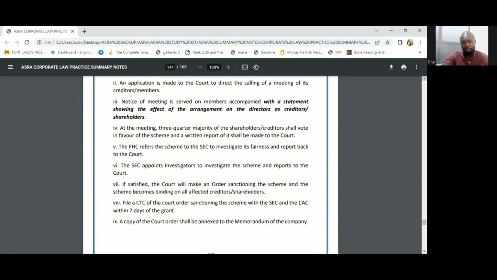So essentially, you have three important regulatory bodies involved here. You have SEC, you have CAC, you have the Federal High Court. After the arrangement has been proposed and has been approved by the members or creditors of the company, you refer it to the Federal High Court, because it's the Federal High Court that convenes that meeting. By an order of the Federal High Court, the meeting is convened. And then the Federal High Court refers it to SEC to investigate. SEC reports back to the Federal High Court, and then the Federal High Court sanctions it, and then the company has to file CTC of that court order with SEC and with the CAC. So that is what an arrangement and compromise entails.